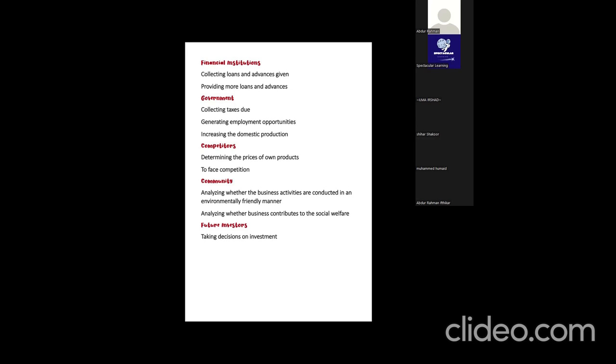Okay. Then the community. Who is the community? The community are the people surrounding us. The community always expects the business to operate in an environment-friendly manner. Like we shouldn't put smoke out of our business, like factories. We shouldn't pollute the environment. Such things are the objectives of the community.